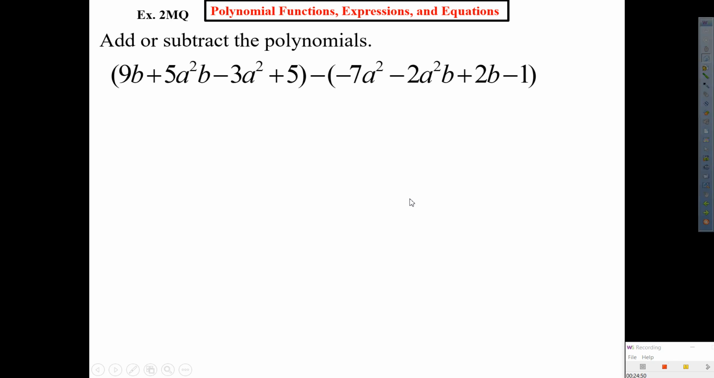Copy this one. Example 2 mega cube. Let me forward the screen. There it is. And it reads, 9b plus 5a squared b minus 3a squared plus 5, close parentheses, minus, open parentheses, negative 7a squared minus 2a squared b plus 2b minus 1. Let's see how you do with that. Go.